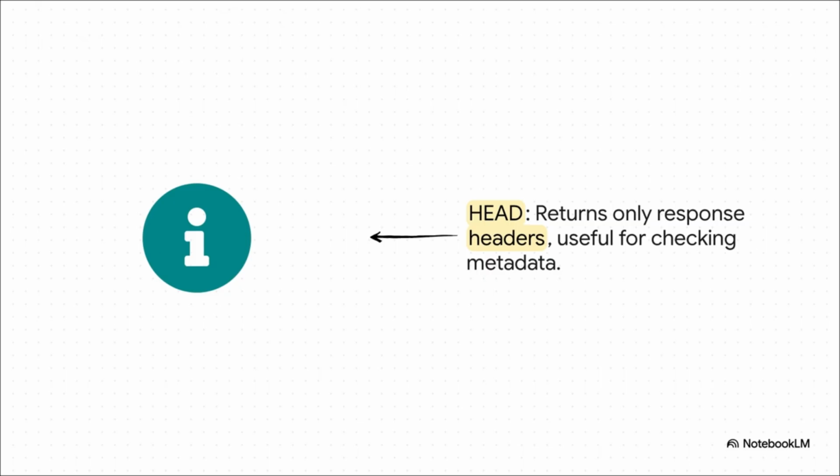So why on earth is that useful? Well, you can use it to verify a resource actually exists without wasting precious bandwidth downloading the whole thing. You can check content metadata, like finding out the size of a giant file before you commit to downloading it. Or you can use it for cache validation, basically checking if the data you already have stored locally is still fresh based on the server's last modified date.